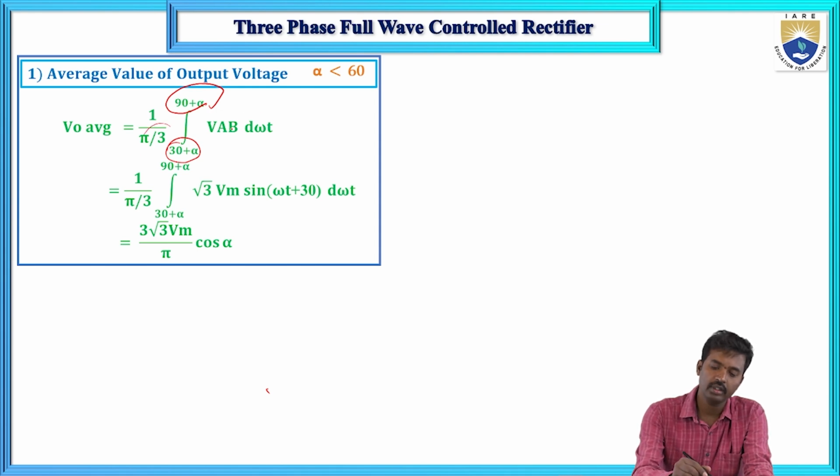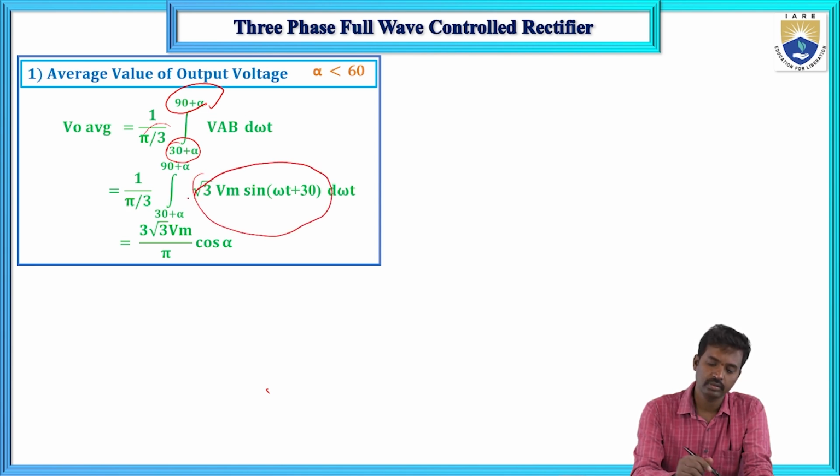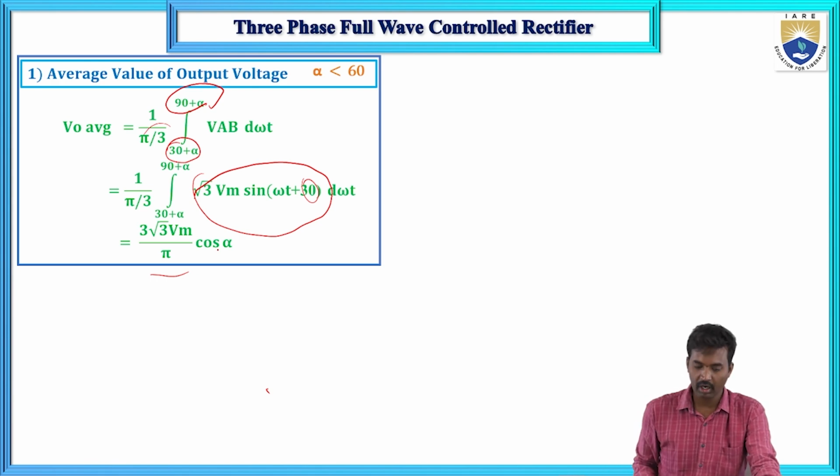1 by 3, pi by 3, 30 plus alpha to 30 plus alpha. VAB means here that is root 3 Vm sin omega t plus 30 degrees. So plus 30. Sorry, this is VBA, I think. Now here that is root 3 Vm by pi cos alpha.